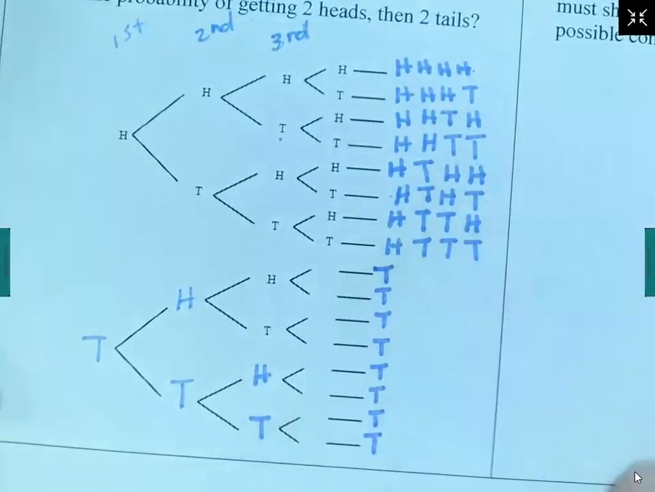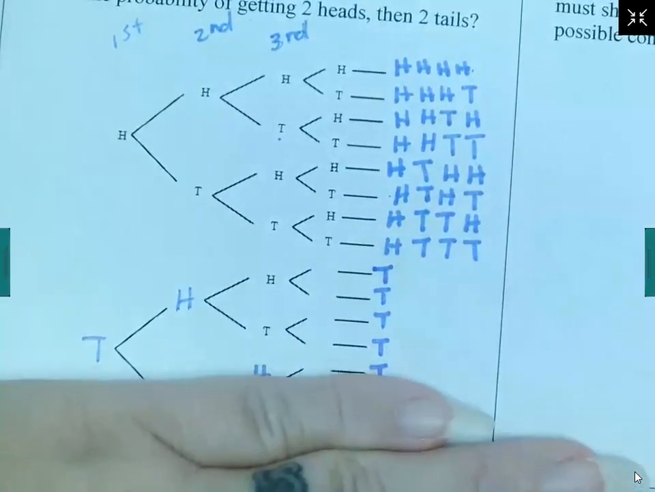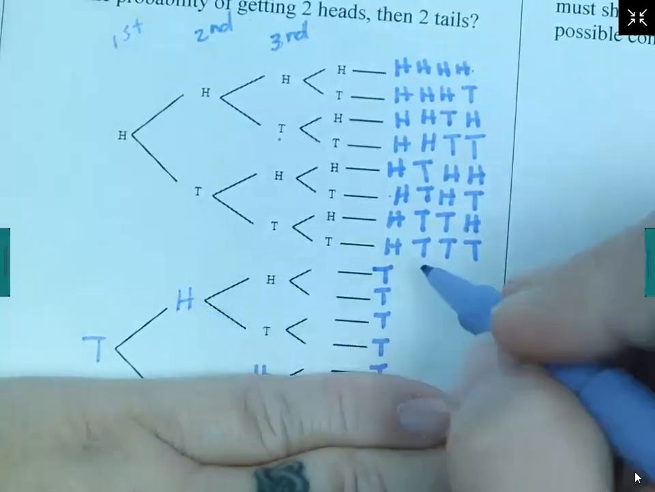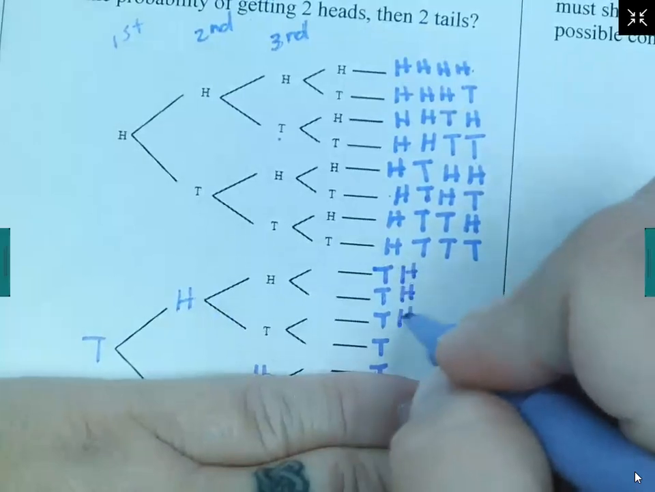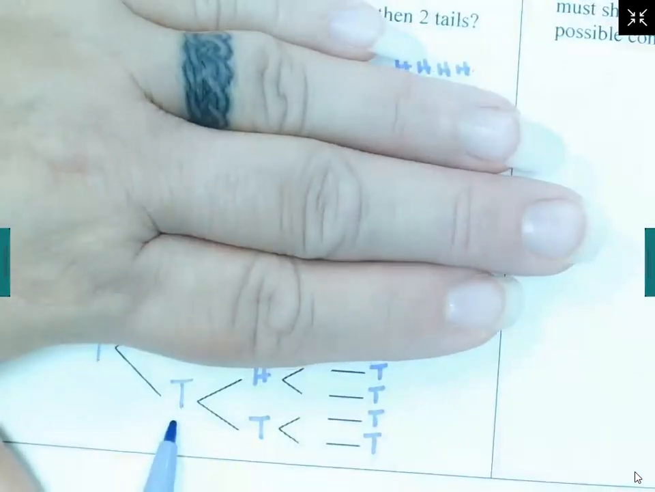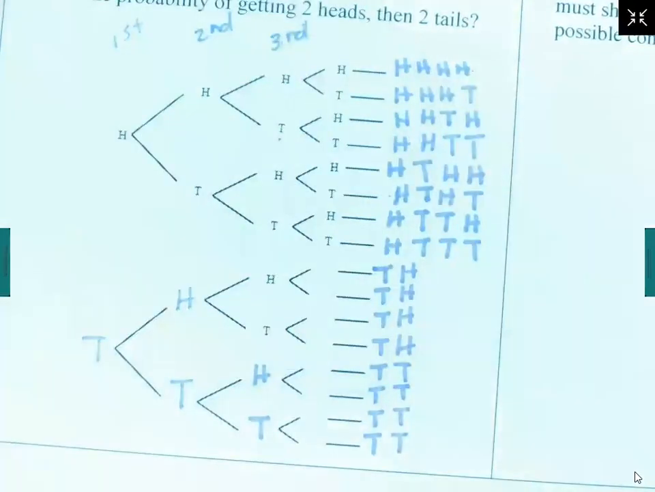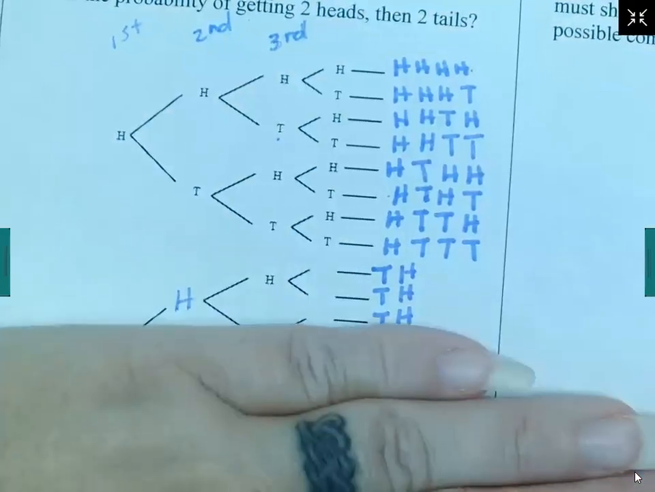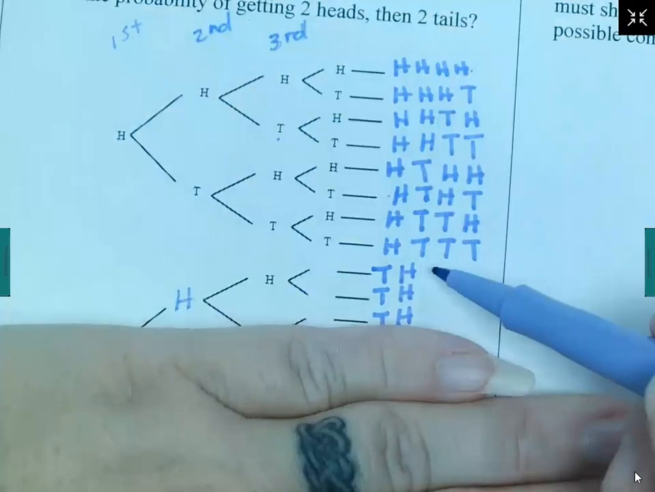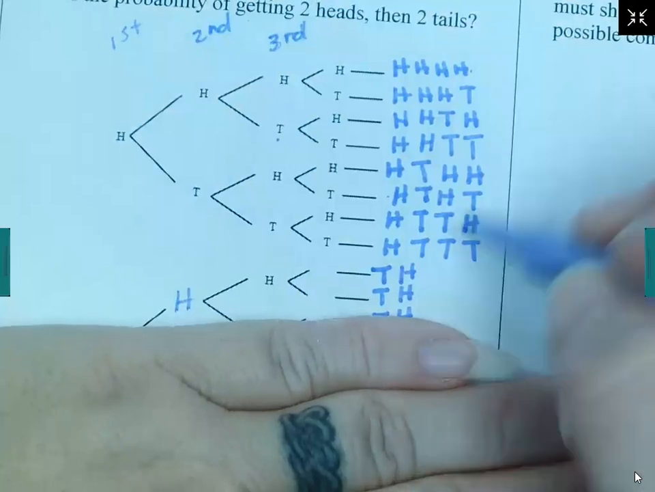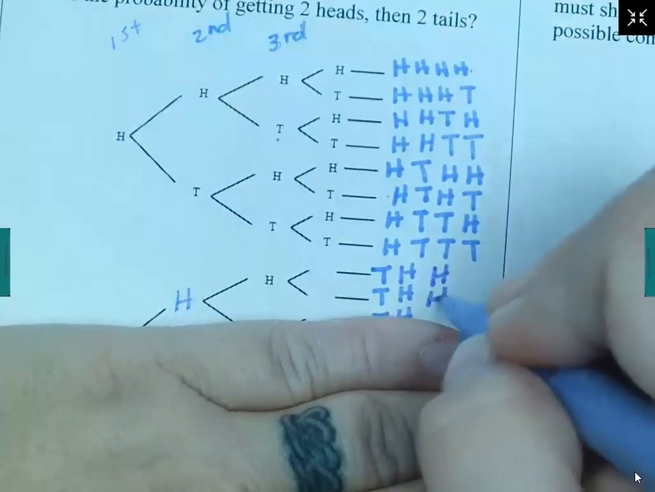Okay, ready to do the bottom half? So all of these are going to start with a T. All of them. Okay, and for this top 4, the second letter is all going to be H. So for the bottom 4, the second letter is going to be T. And then our branches get small. The third letter on the top 2 will be H. H.